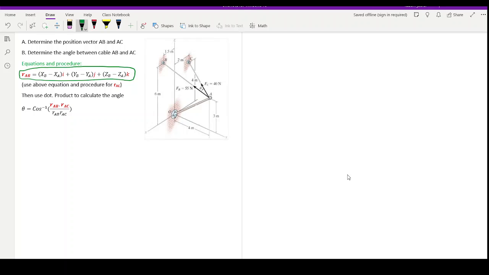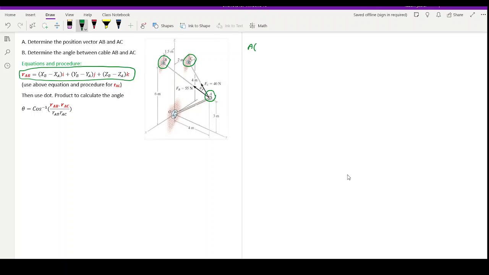The easy way to solve this problem is first to write the coordinates for the corners that is asked for. So corner A or end A and B for AB, and also C for AC. So I start with A. I'm going to write the coordinates for A and then B.